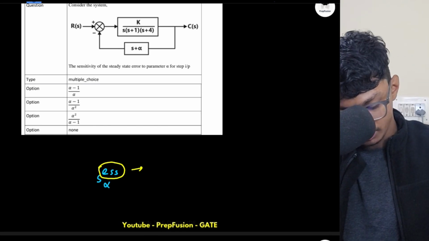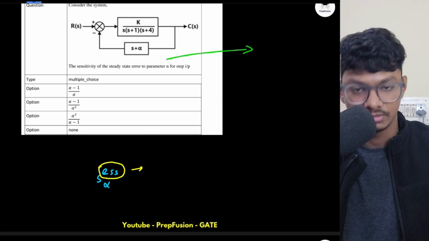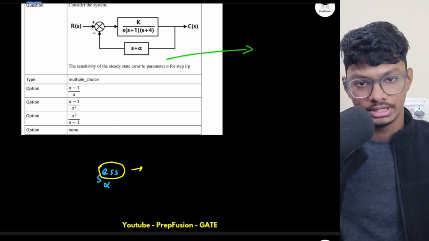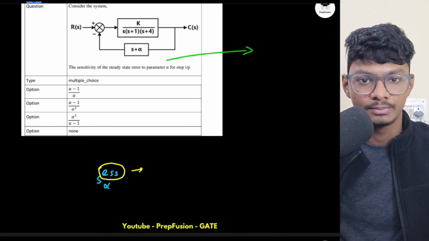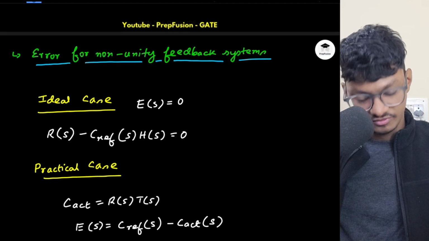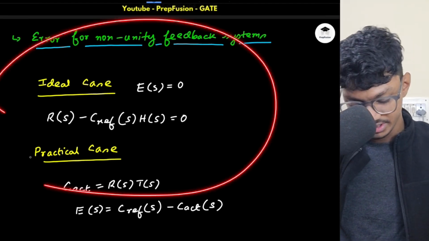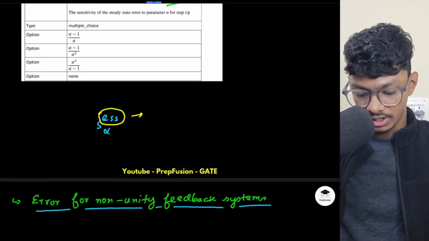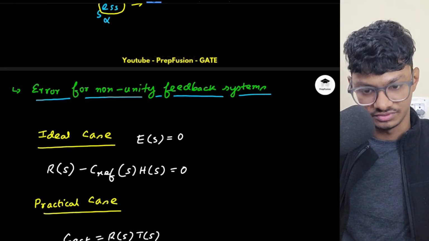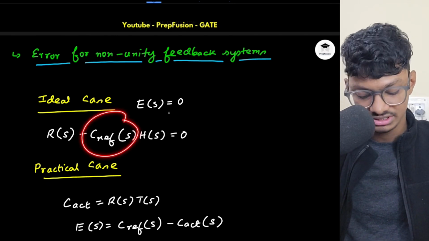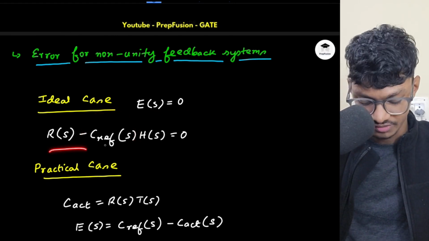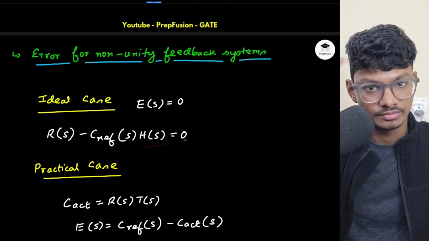So this is a non-unity feedback system, and for a non-unity feedback system, if you don't already know, you can go to YouTube and search non-unity feedback system steady state error by PrepFusion. Else if you already know, here is the summary. Main summary is there will be error due to the non-idealities in the transfer function. How do I calculate? First, I assume that my output has reached reference. If my output has reached reference, that means the error will be 0. That means R of s minus C reference into H of s will be 0.